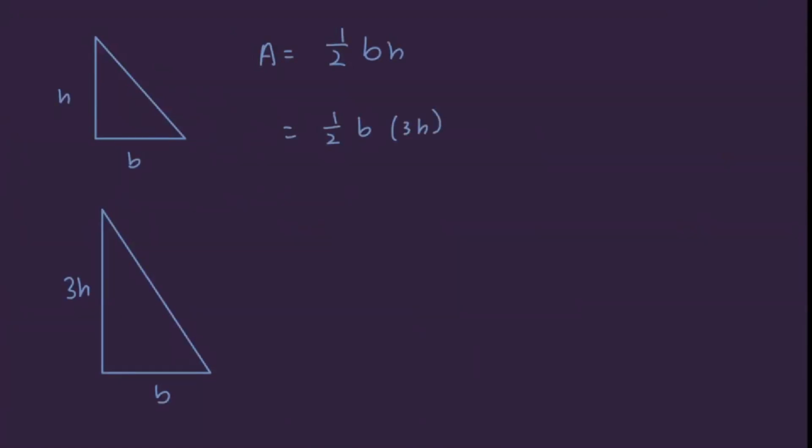So let's give this a new variable, A new, and this will be A old, the old area. That would get us 3 times 1/2 b times height. And we know that 1/2 b times height is just the old area. So see what happens. The terms were rearranged so that we could clearly see the new area is 3 times the old area.